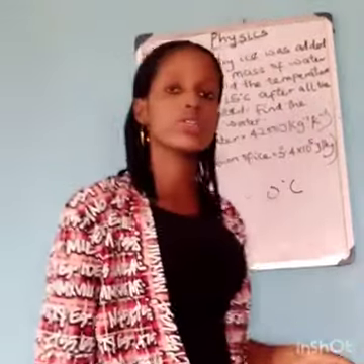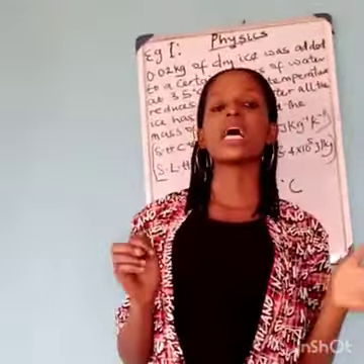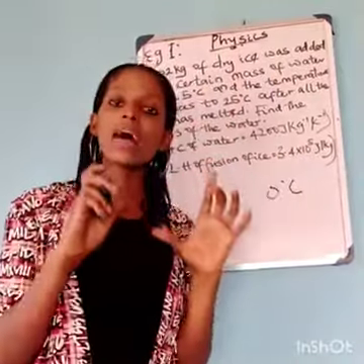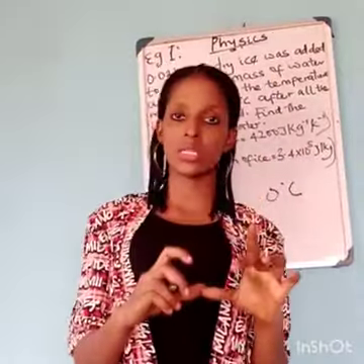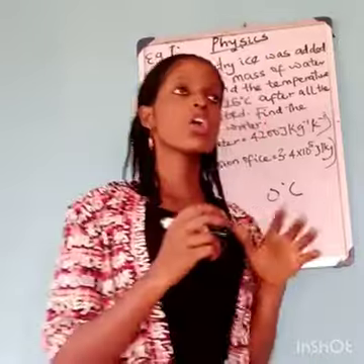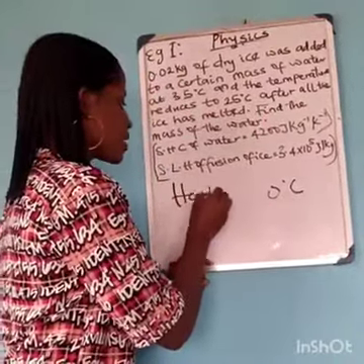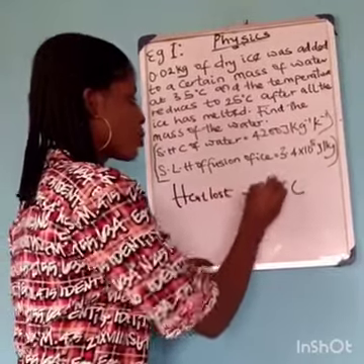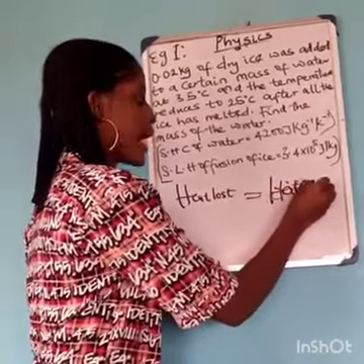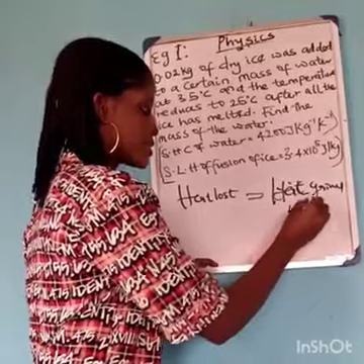25 degrees Celsius is the common temperature after the ice has melted. I hope you are with me. So if you have understood this, you can now see that the heat lost by water is equal to the heat gained by the ice.